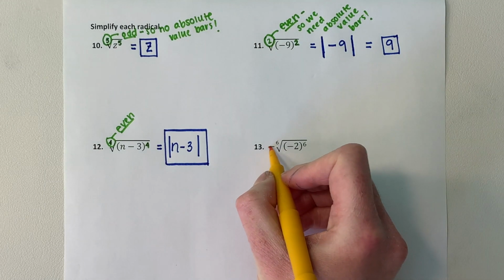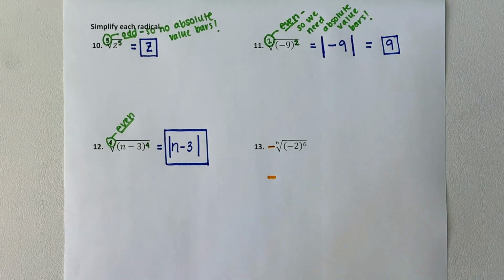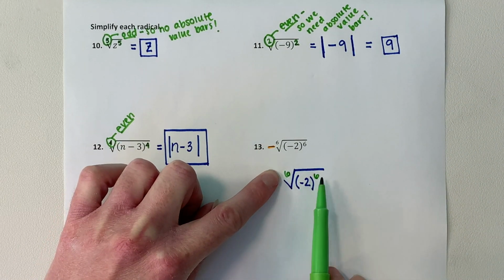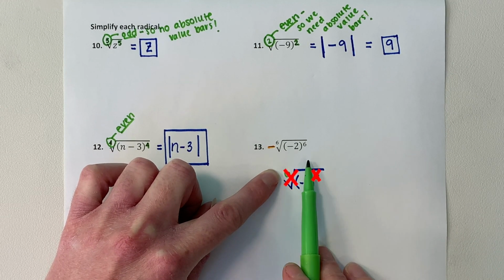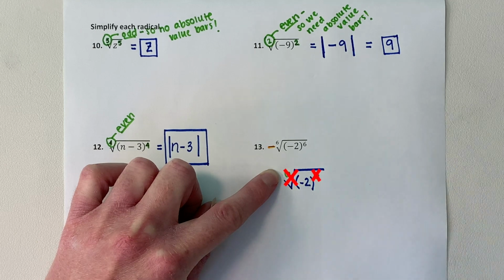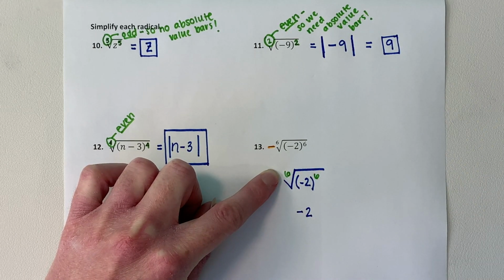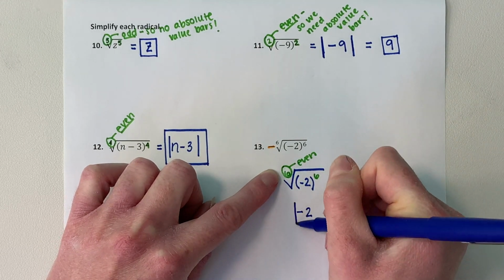Here we have a negative out front again. I'm going to just leave this negative off to the side and focus my attention on this problem here. So, since these two numbers match, they're inverse operations and they cancel each other out. And the sixth root will cancel the sixth exponent, leaving us with -2. Now, do we need absolute value bars here? Yes, because this is an even number, so we'll add our absolute value bars.